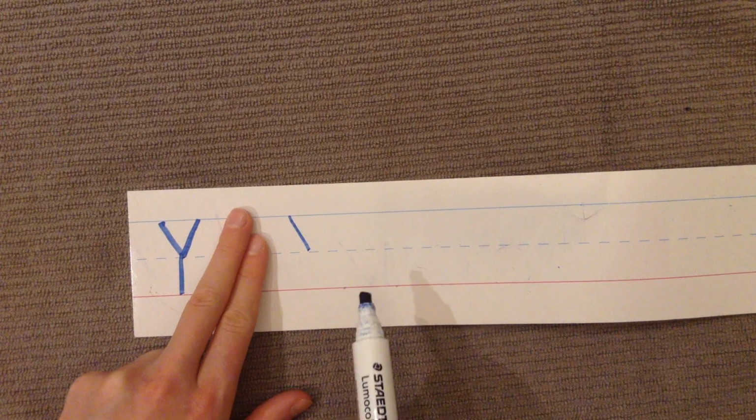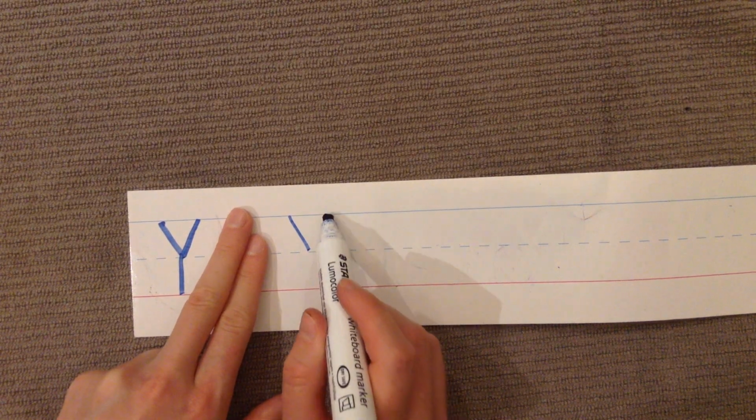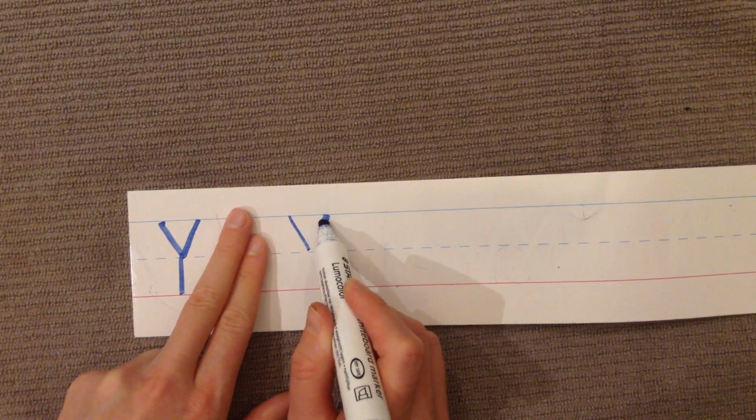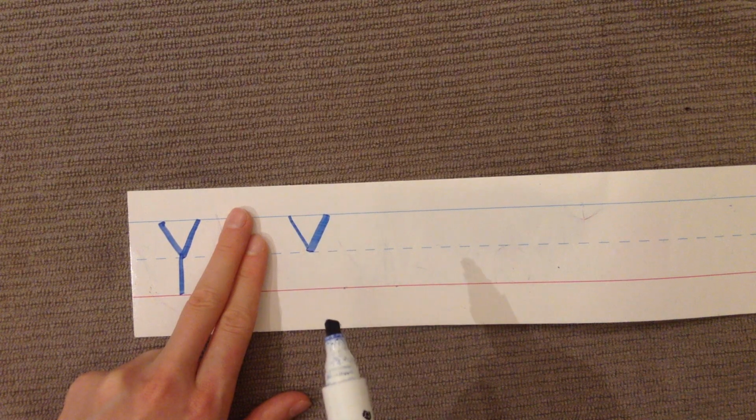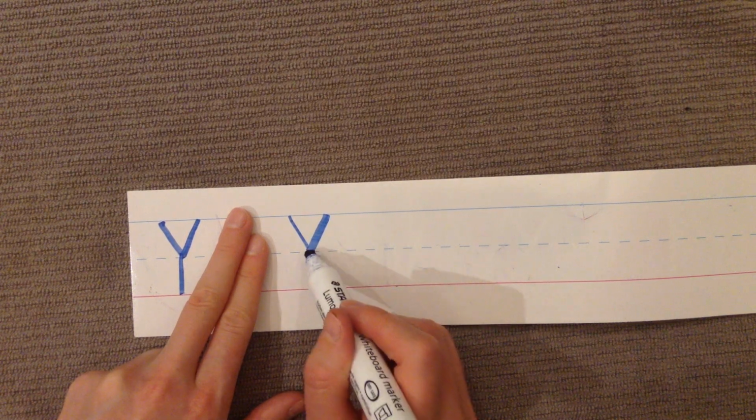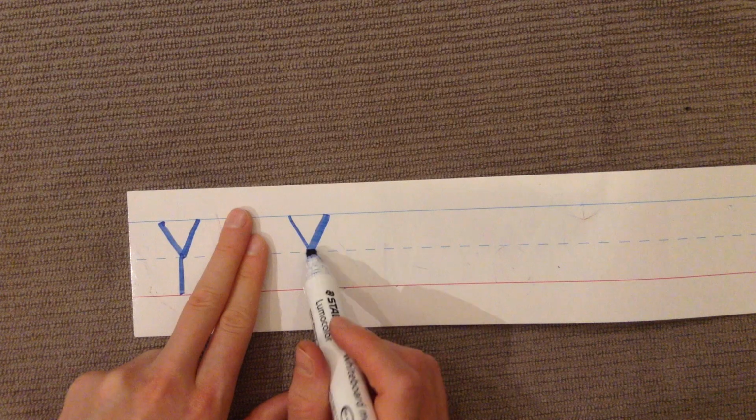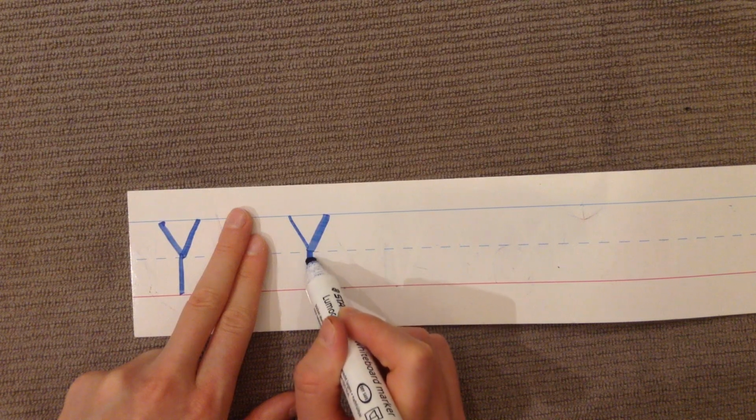2 finger spaces, go to the top, slide forwards, lift. Make sure you don't go past the dotted line. Out to the top, slide back, and stop. Lift your pen. Now find where the 2 lines meet and go straight down to the ground.